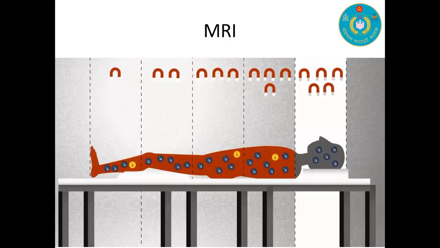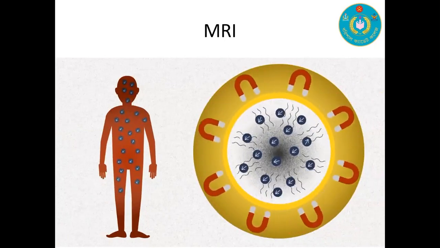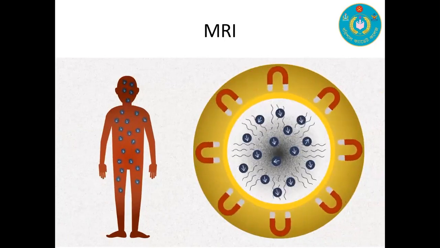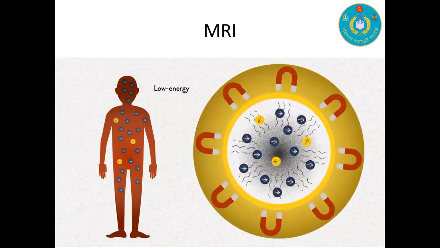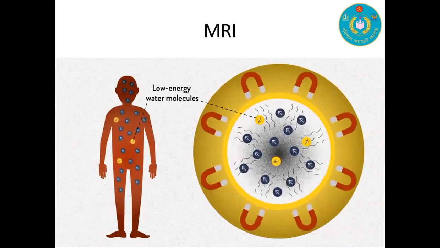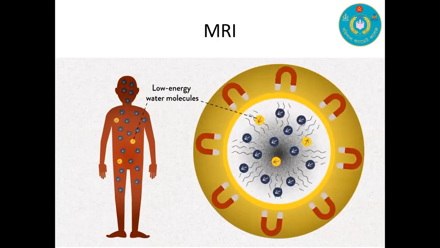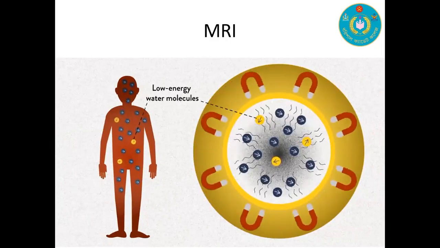MRI has been made. The MRI machine looks like the CT scan machine, but its working process is completely different. In a CT scan machine, we use X-ray to record the image, but in an MRI machine, the patient is kept in a very strong magnetic field, and a radio frequency electromagnetic wave is applied to his body.